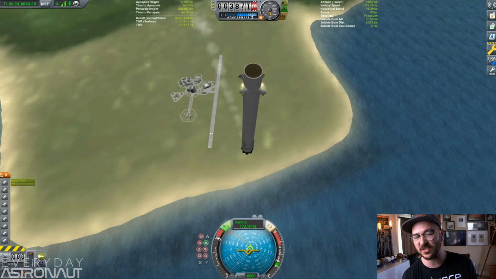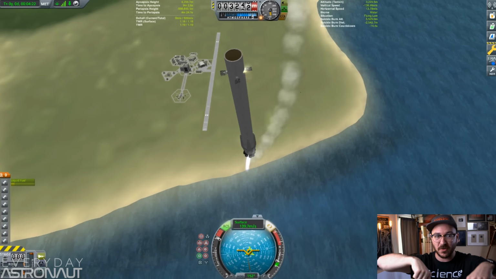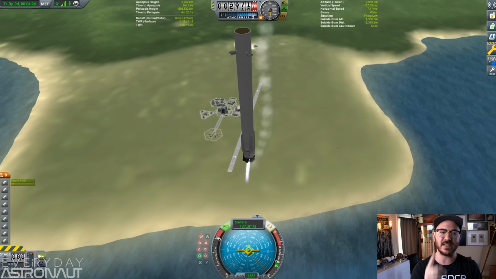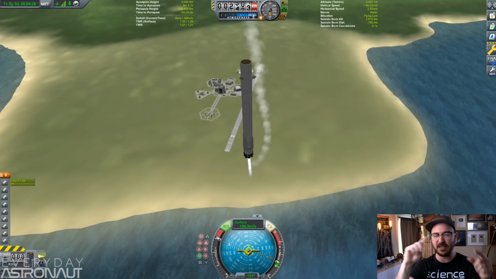A single engine does not have roll control. It takes at least a pair of engines in order to induce roll through the z-axis of a rocket. So if you have two engines, you can spin them opposite like this, and that will make the rocket spin.